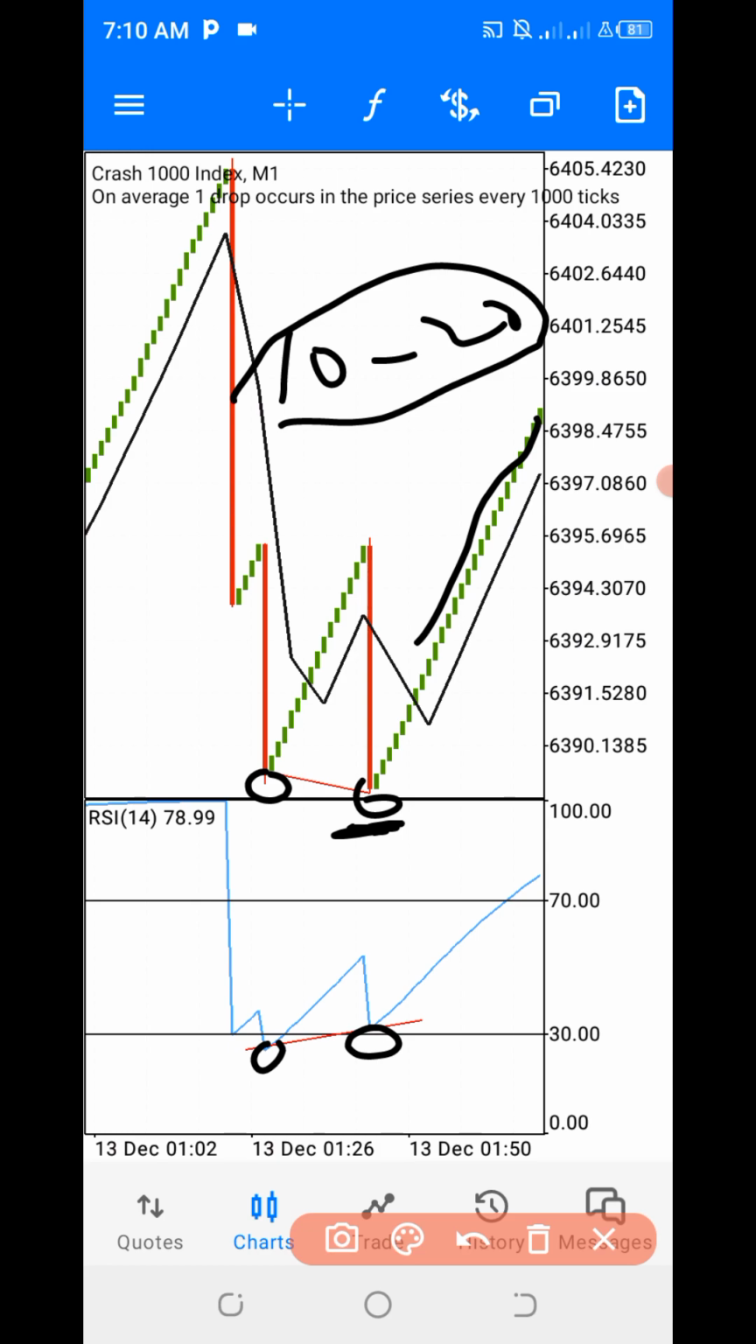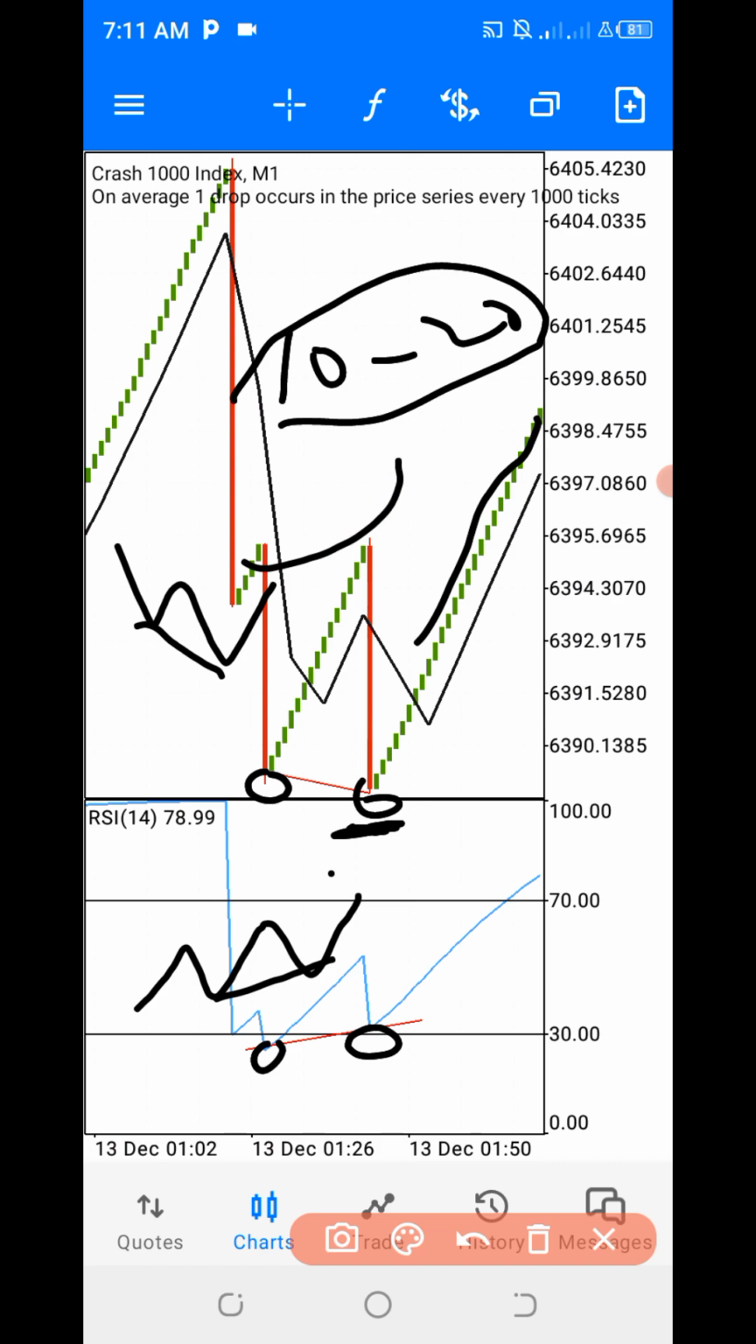So the first confirmation is that you must have a divergence. So once you are able to spot a divergence, maybe the main chart is showing you a lower low, but the indicator window is showing you a higher low. This is the first confirmation. And then the second confirmation is that the price now has to move above the moving average on the main chart.